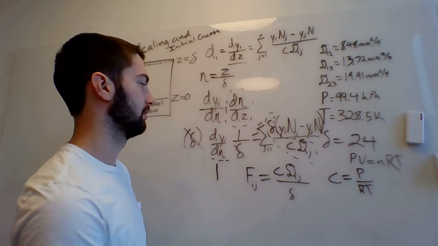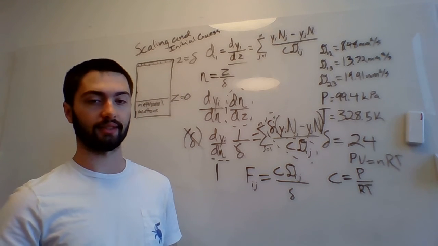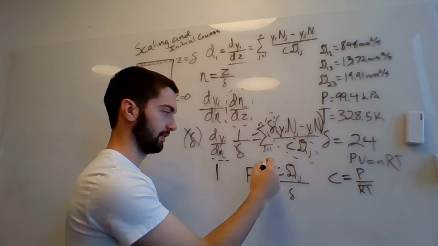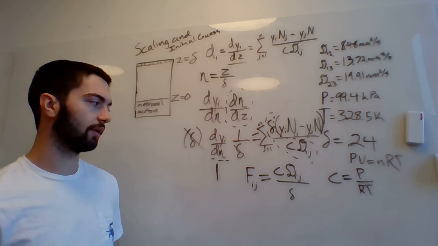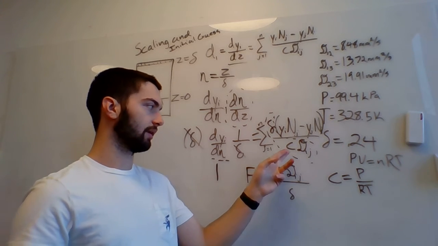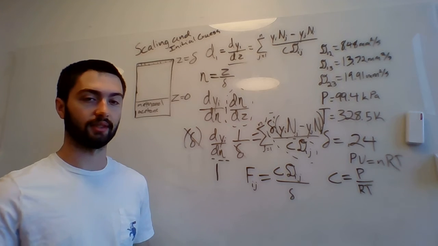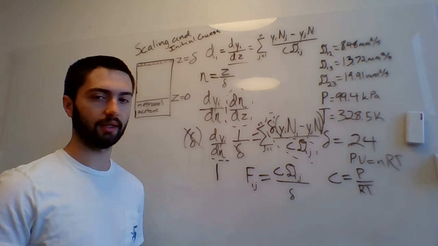So plugging pressure over the ideal gas constant times temperature into this equation for concentration, we know all the order of magnitudes of everything in here, which means we'll know all the order of magnitudes of everything on the right side of our driving force equation except molar fluxes, which is what we want.